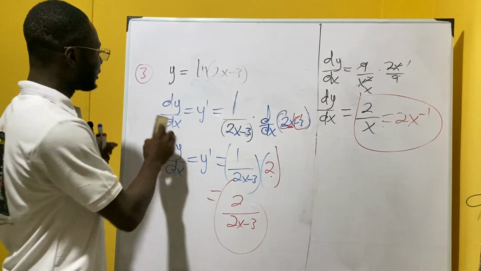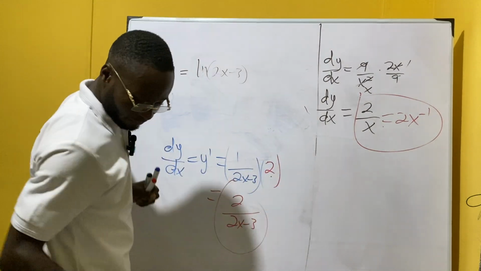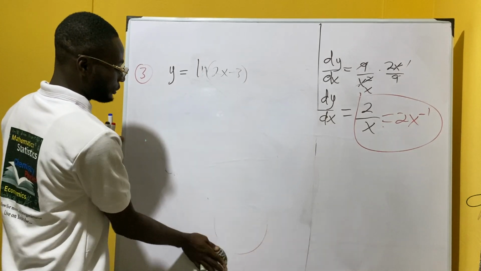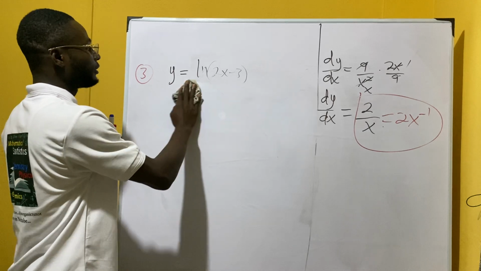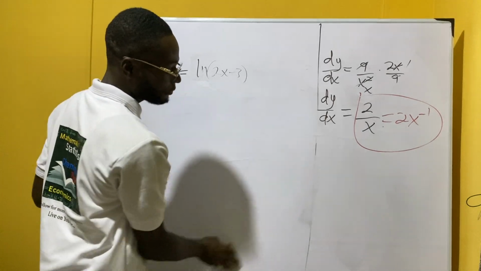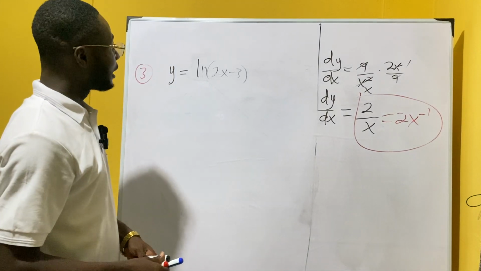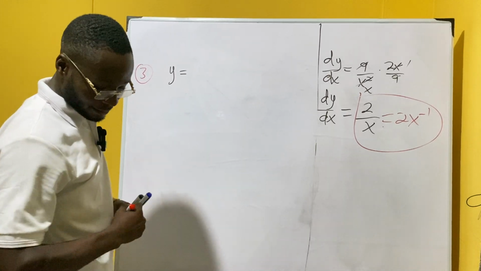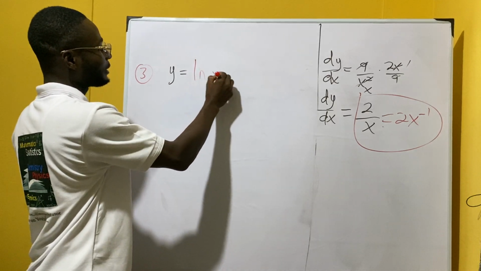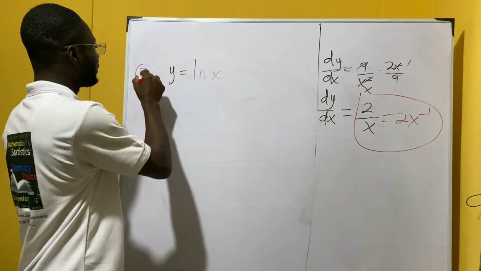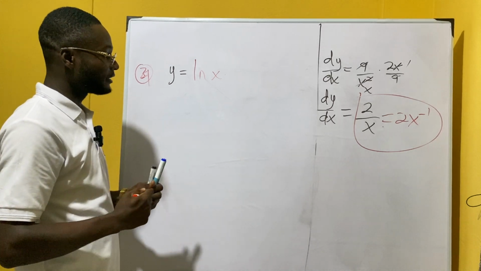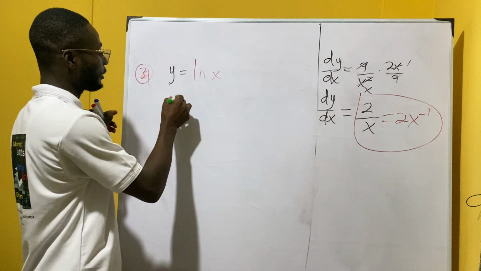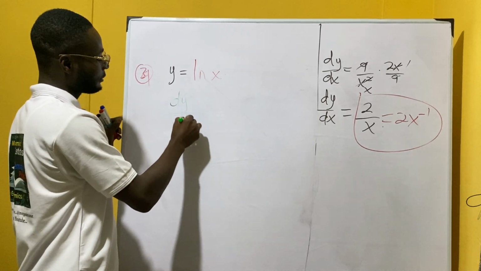Now let's look at the next example, which is example 4, on how to use the derivative on the natural logarithm functions. So our example 4 is ln x. We are given ln x, and we have to find the first derivative of this particular ln x.